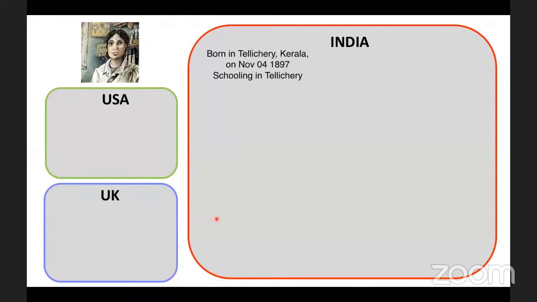She was born in Kerala in 1897. Remember, 1897 is the year when Jagadish Chandra Bose goes to England at the Royal Society and demonstrates his wireless device. 1895, he shows wireless transmission. So I just want you to understand, it's not just a number, what it means. That means Jagadish Chandra Bose is about 35, 40 years old. She was born in Kerala in a place called Tellicherry. She did her schooling in Tellicherry.